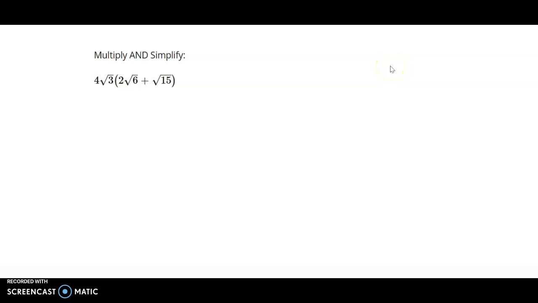Okay, we need to multiply and simplify. So what we're going to be doing is distributing this 4 square root of 3 into 2 square root of 6, multiplying those two, and then 4 square root of 3 into square root of 15. If it's easier, you might want to write it out: 4 square root of 3 times 2 square root of 6 plus 4 square root of 3 times the square root of 15.